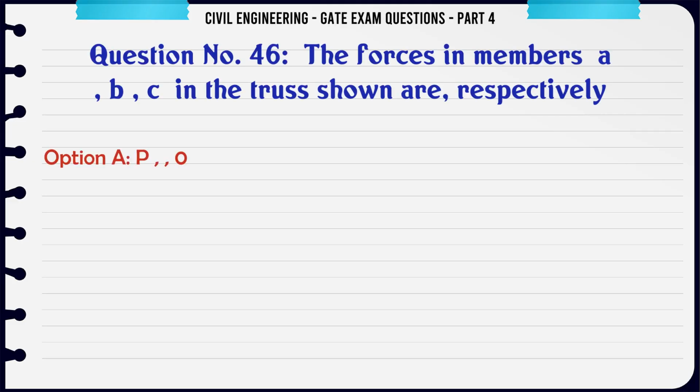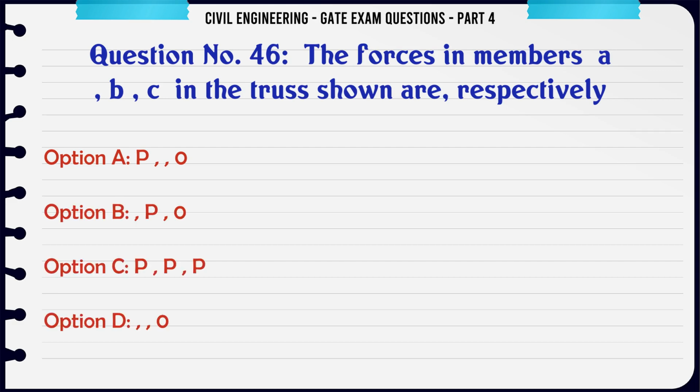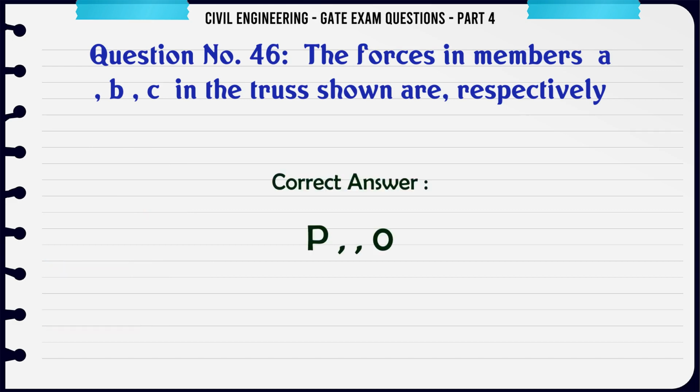The forces in members A, B, C in the truss shown are respectively: A. P, 0, B. P, 0, C. P, P, P, D. 0. The correct answer is P, 0.